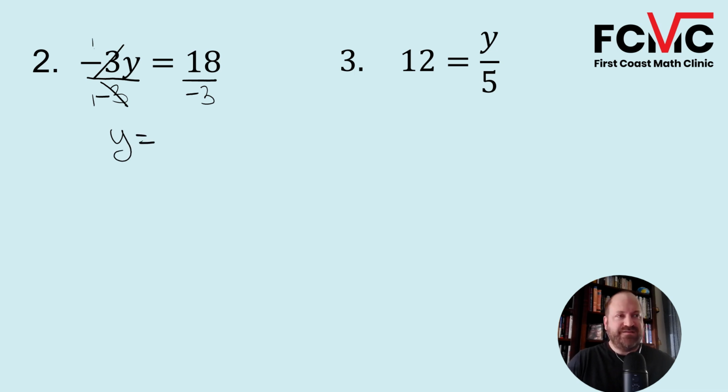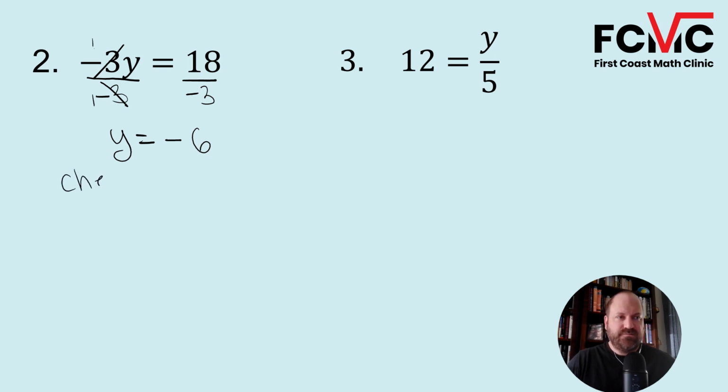Now I've got 18 divided by -3. I'm dividing two numbers of opposite signs. When I divide two numbers of opposite signs, the sign of the answer is going to be negative. If you want to review multiplying and dividing integers, I have another video on that. You can check out the link for that video. And we're going to get -6 as our answer.